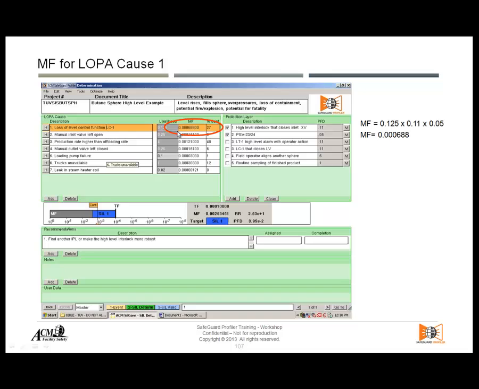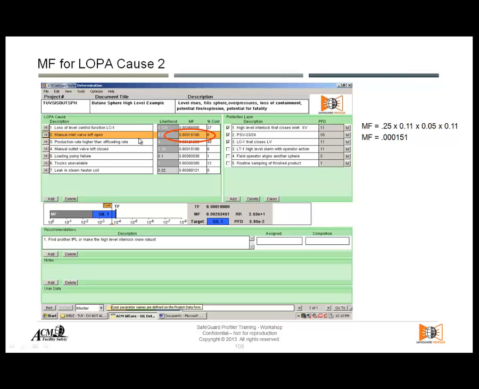So here we can see where these numbers come from, this mitigated frequency with respect to cause number 1. I have those 2 safeguards, so I multiply 0.125 by 0.11 by 0.01, just like it says here, and it gives me a mitigated frequency of 0.000688. I do that for each one of those initiating events with its associated safeguards, and then the multiplication is done. So we will have this column with mitigated frequencies, and at the end I add them all, and the total mitigated frequency will be placed here.